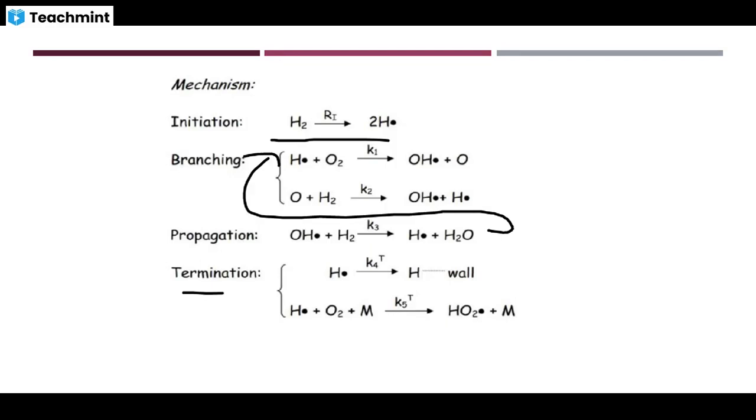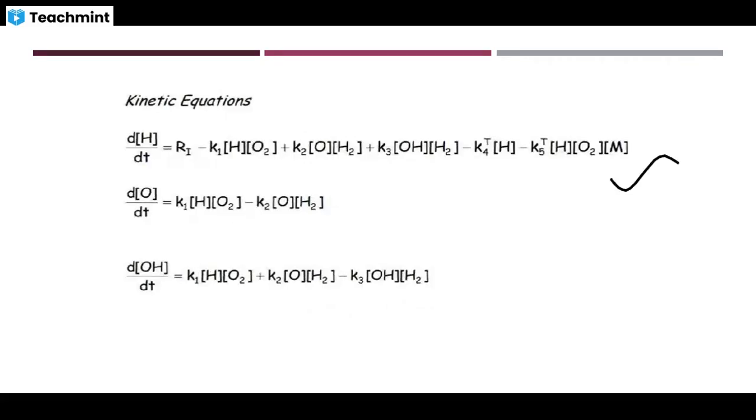The termination step is the hydrogen radical colliding with the wall with the rate K4, or the hydrogen, oxygen and M colliding with each other to form HO2 radical plus M, with rate K5. Then the kinetic equation: derive the equations for dH, dO and dOH for the intermediates.